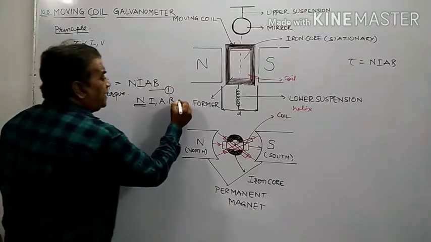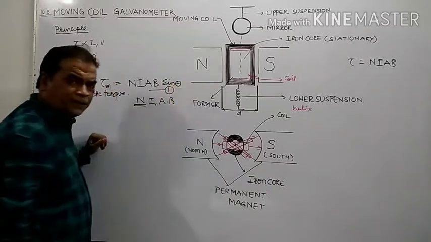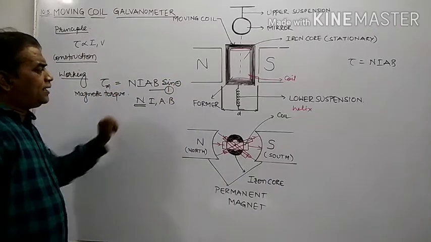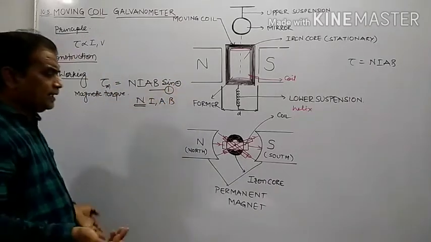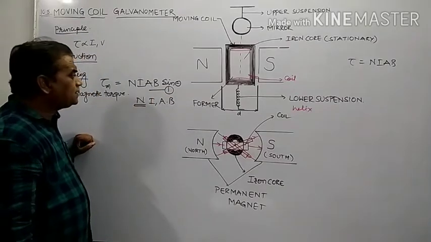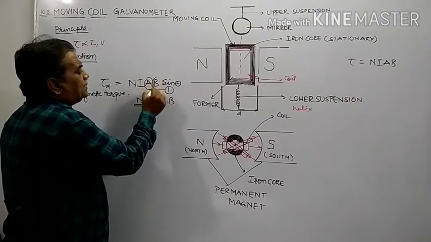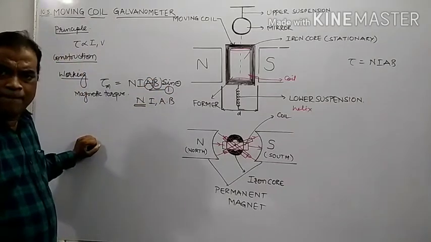Actually, NIAB sine theta is there. Here, what is theta? Theta is the angle between the area vector and the strength of the magnetic field.